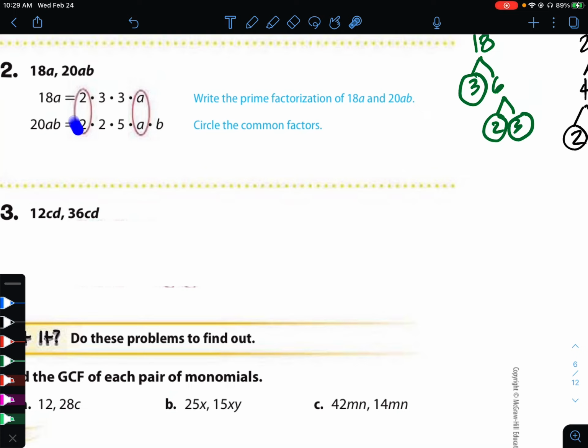Then you circle your common factors, 2 and a. If you circle the common factors, now you have 2a, because 2 times a is 2a. So the GCF of 18a and 20ab is 2a. Okay? So again, this is 2 times a.